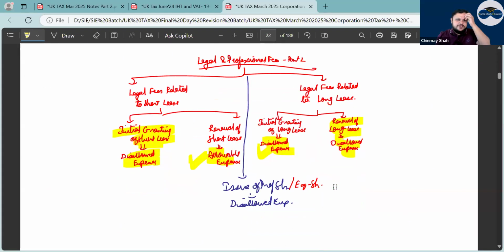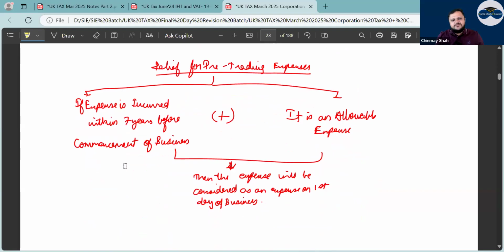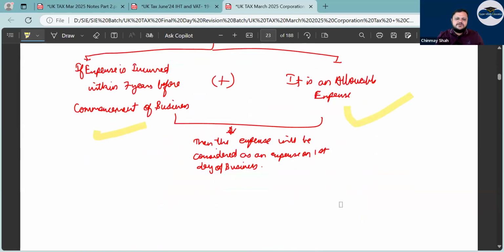Then same thing with what, tell me. Legal fees with short lease, correct. Initial granting disallowed, renewal allowed, correct. Legal fees for long lease, initial granting disallowed, and renewal also disallowed, correct. But issue of preferential equity share will always be a disallowed expense, correct. Relief for pre-trading expense, same thing, 7 years and allowable expense, correct.